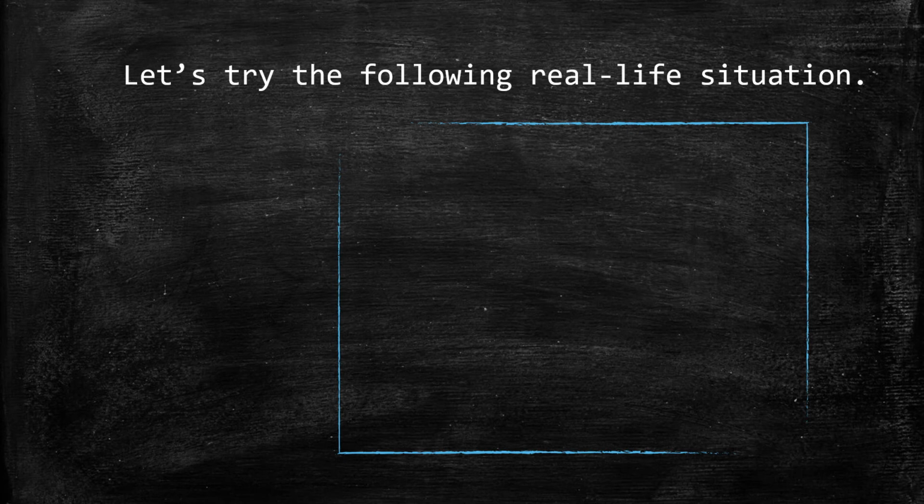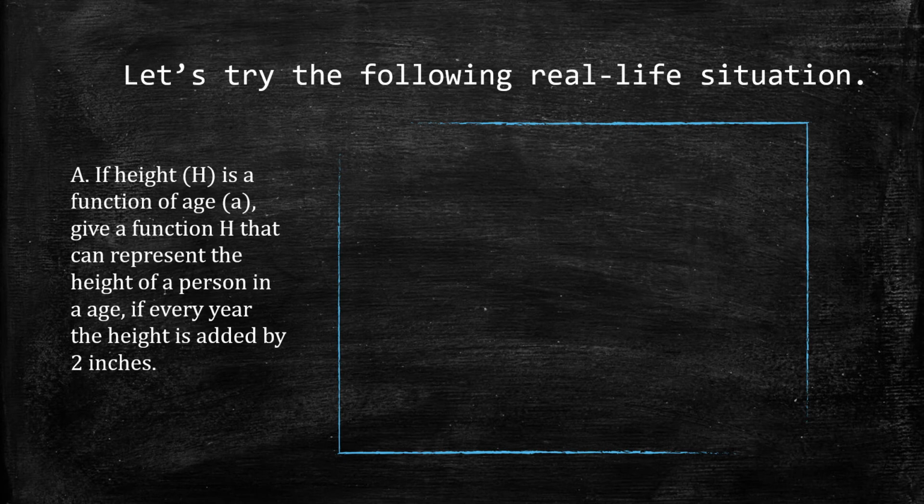So, another real life situation. Okay, if height is a function of age, again ha, ganina class, f of x is a function of x, or function of x is equal to y. This one is height is a function of age. Given that function h can represent the height of a person in an age. If every year the height is added by 2 inches, okay, so let's have this in a function. So, pangitaon na ang domain. Unsa ang domain? Meaning domain is the independent variable, which is the x.